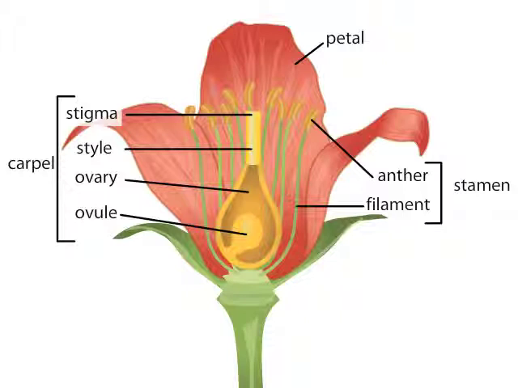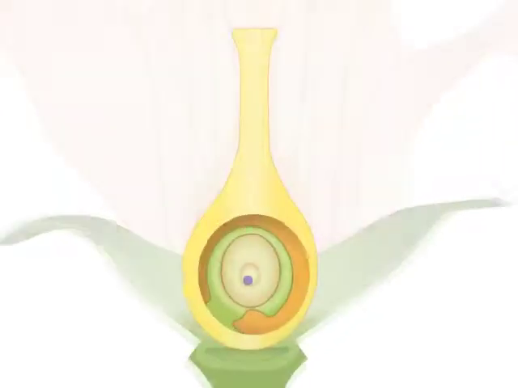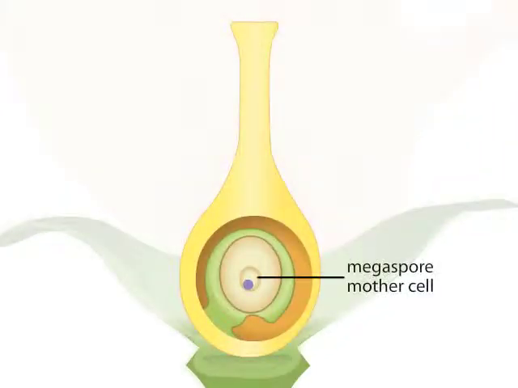Flowering plants undergo an unusual reproductive process in which there are two fertilization events rather than just one. This double fertilization takes place between cells produced in the male reproductive organs, the anthers, and the female reproductive organ, the ovule. The ovule contains a reproductive cell called the megaspore mother cell or megasporocyte.